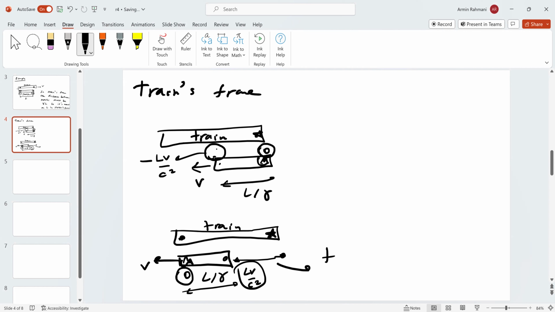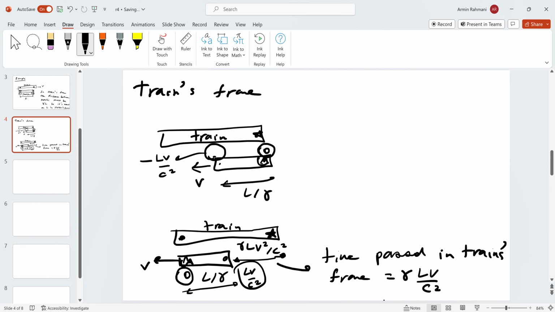So the time passed in the train's frame that we're working in is equal to gamma LV over C squared. Over this time, the platform is moving with velocity v, so this distance should be that time times the velocity v. So it should be gamma L v squared over c squared.